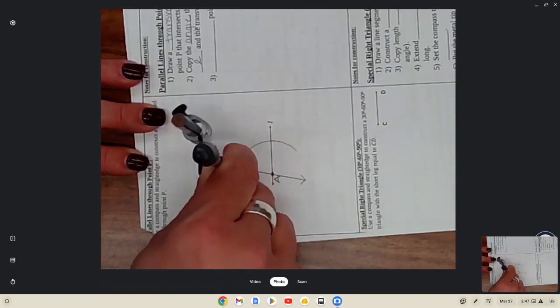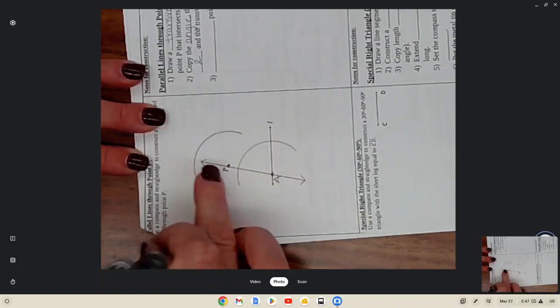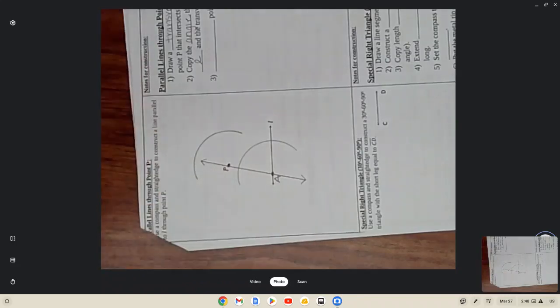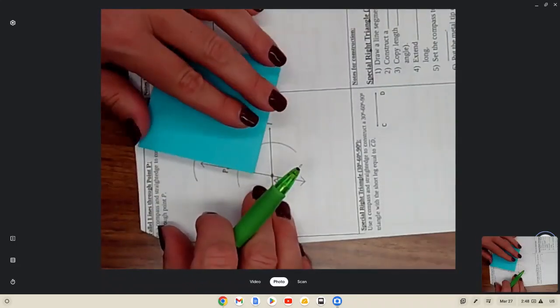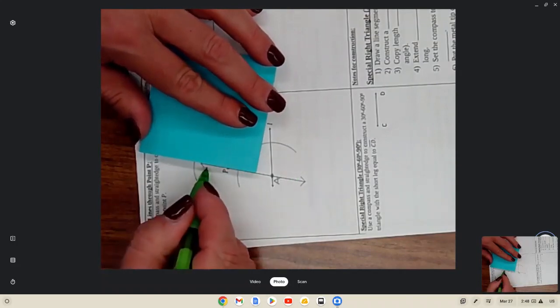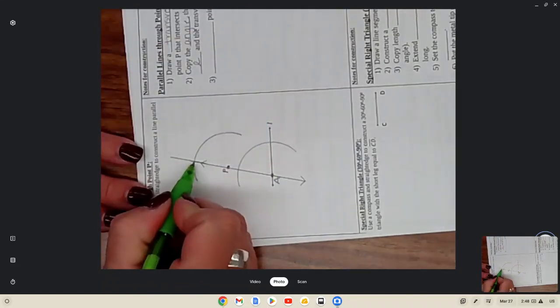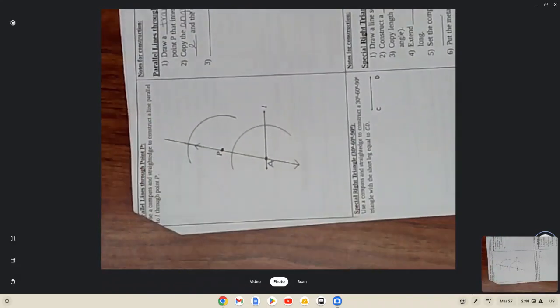Now, if you look at mine, I need to extend my transversal line because it doesn't quite intersect. So I'm going to go ahead and do that because I'm going to need that, just so that I have that point of intersection there. Okay. So far, so good.